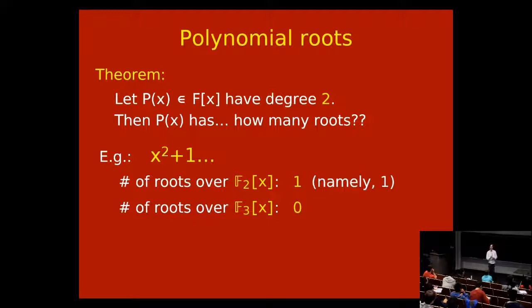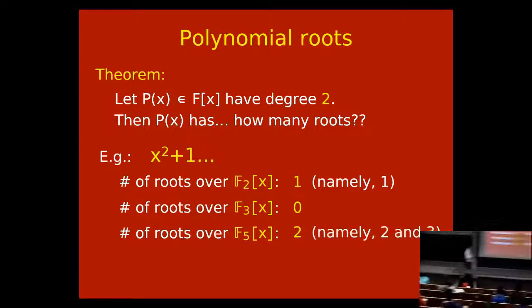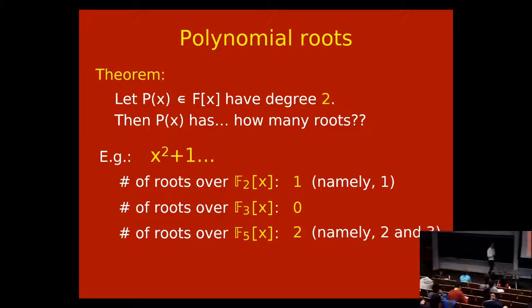Anybody? Yes, it has 0 roots. That's weird. Mod 5? Well, I'll just tell you. I mean, this is our next easy field. It has 2: 2 squared plus 1 is 0 mod 5, and 3 squared plus 1 is 0 mod 5. So it looks like anything can happen so far.